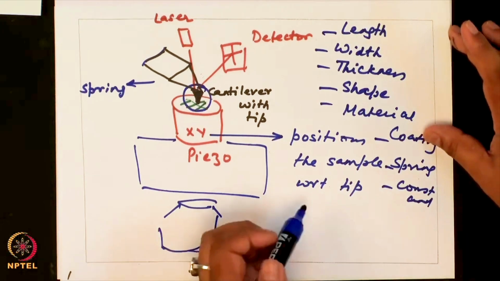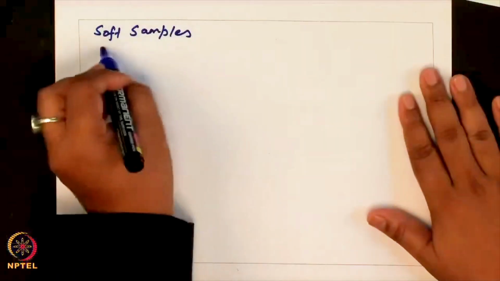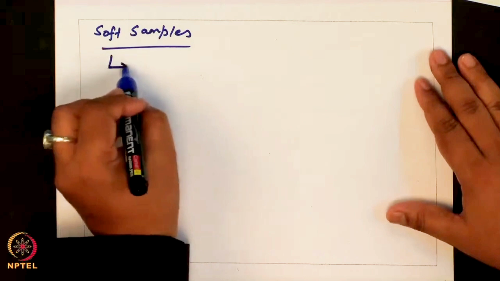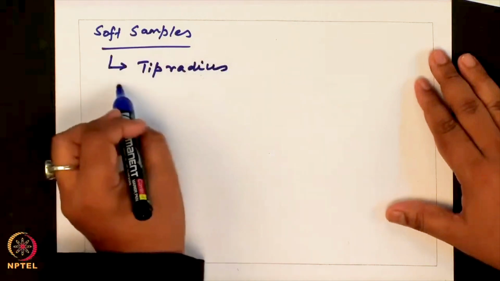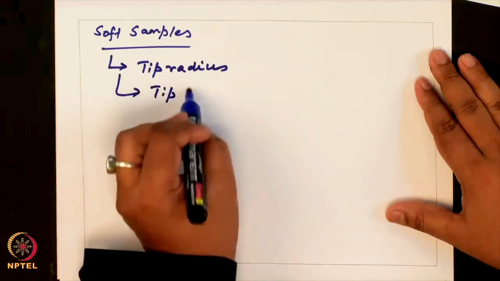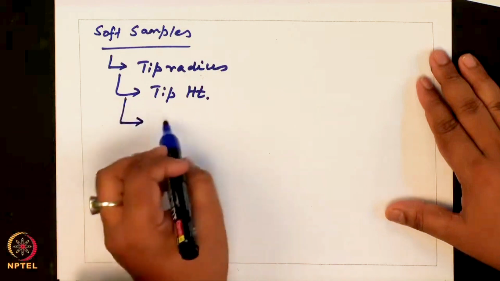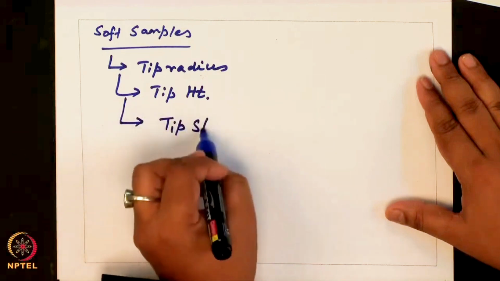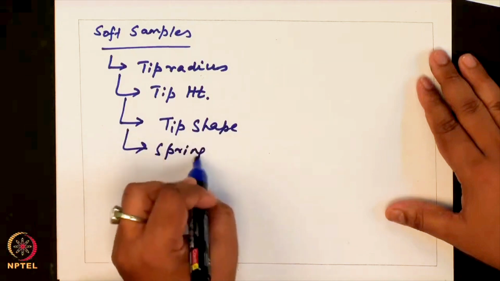Okay. Particularly, if you look at the tip, if you are probing soft samples, okay, for soft samples, the tip radius, the tip height, the tip shape and the spring constant are of notable importance.